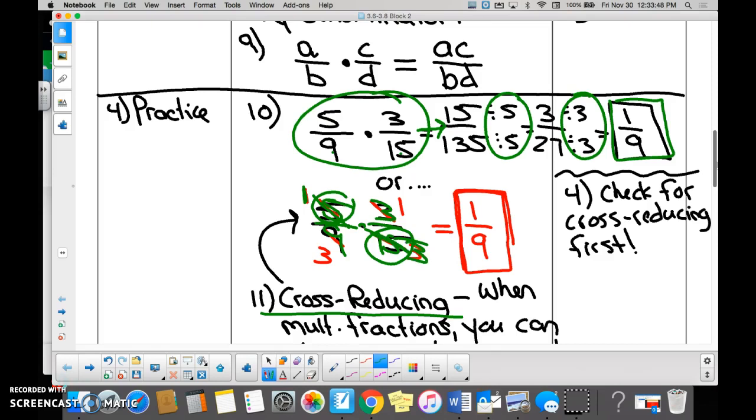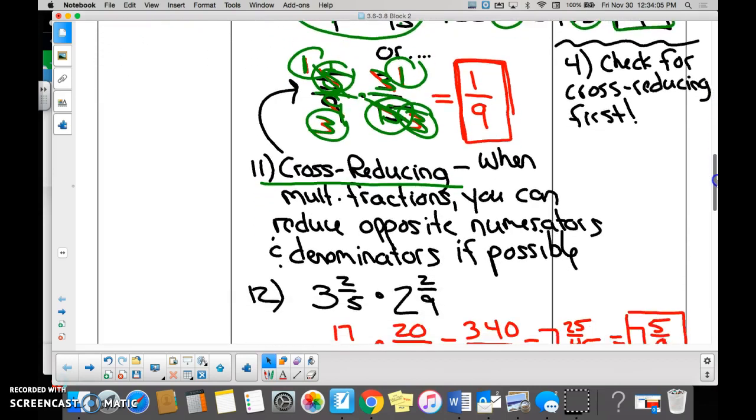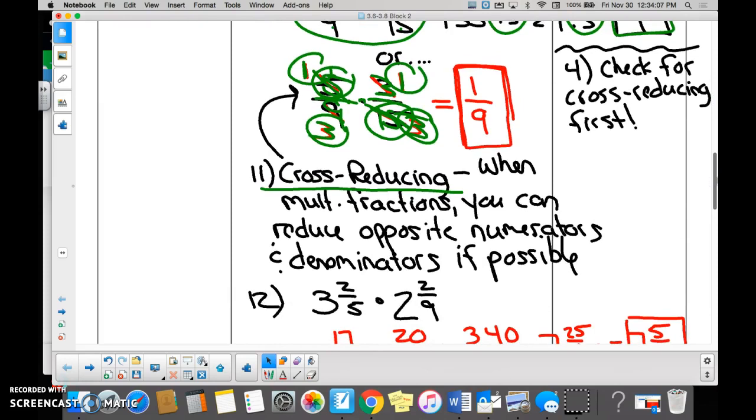3. Does 9 and 3 have a common factor? Yeah. What? 3. So we cross reduce to a 1 and a 3 here, and 1 times 1 is what? 1. 3 times 3 is what? 9. Did we have to do any reducing after we got our answer? So really cross reducing is opposite numerator and denominator, and you can do both of them, right? Opposite numerator and denominator, opposite numerator and denominator.